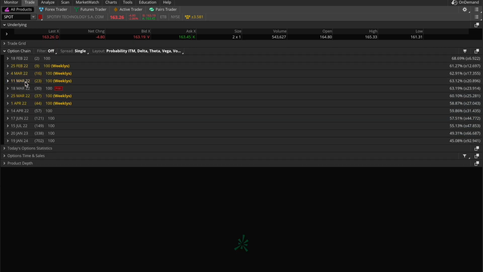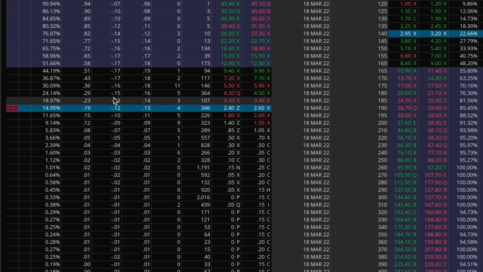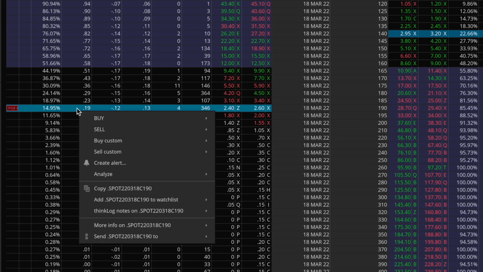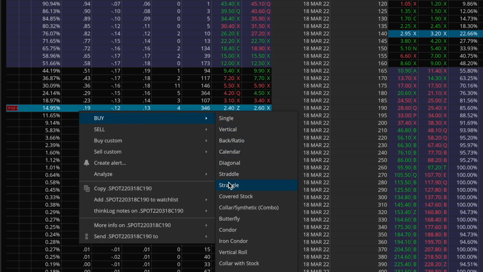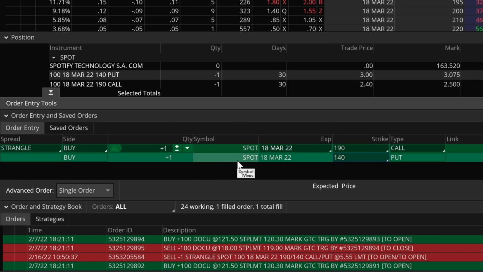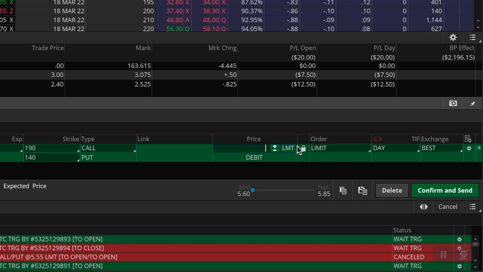So we'll come back to the March cycle and set up my GTC closing order. So now we'll go to buy and strangle. And here we go. This is my closing order. Gonna buy back the 190 strike call and the 140 strike put option. And as usual, I'll try and do so for half price. So half of 540 is 270. And then lastly, make it a GTC order so it's always in place, and confirm and send.